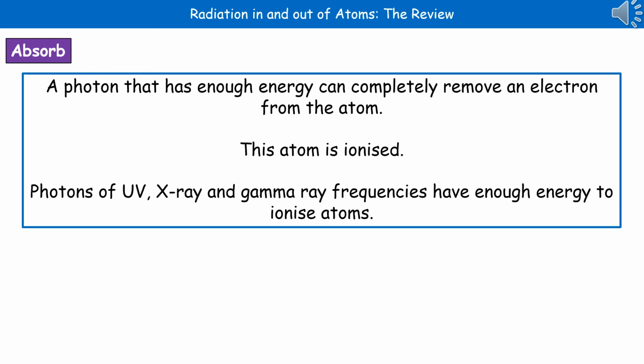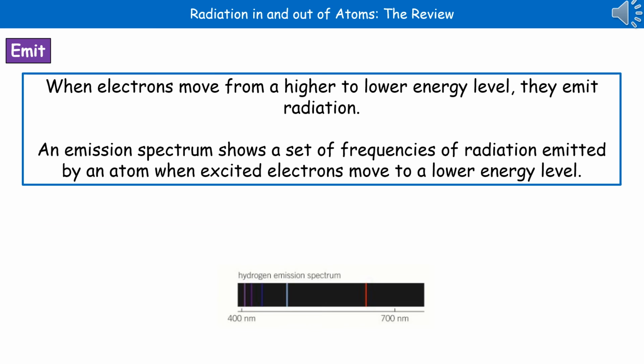There are some cases where a photon has enough energy to completely remove an electron from the atom. And when that happens, we've ionized the atom. The photons that have enough energy to ionize atoms are those of ultraviolet, X-ray and gamma ray frequencies.